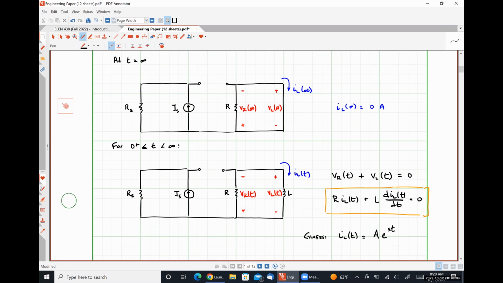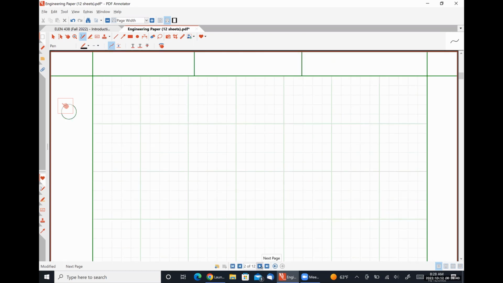Where A represents how much we're scaling this exponential function by, and that'll be related back to the circuit parameters in some way. And s represents the rate of exponential growth or the rate of exponential decay, which will also be able to be determined by manipulating the circuit parameters, okay? So now we're going to substitute this guess value into our equation. So what we will have is R times A e to the st plus L times the derivative with respect to time of A e to the st is equal to zero. And now we're going to have to do a little bit of math.